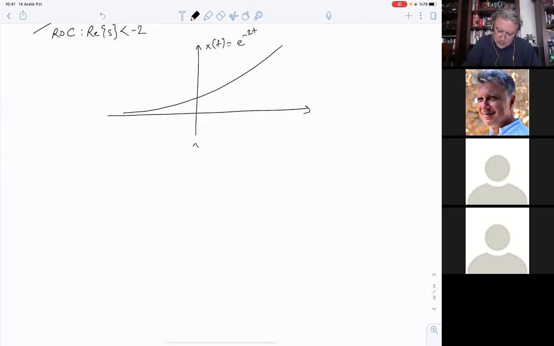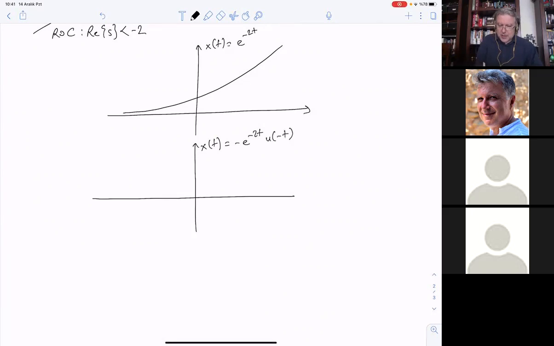So first, I'm going to say this is x of t is equal to minus e to the minus 2t u of minus t. First, I will negate it, okay, make it minus. And then I will crop it from here and look at everything to the left-hand side. I'm not going to look at t extending to plus infinity, but it's extending to minus infinity. So this region between minus infinity and 0.